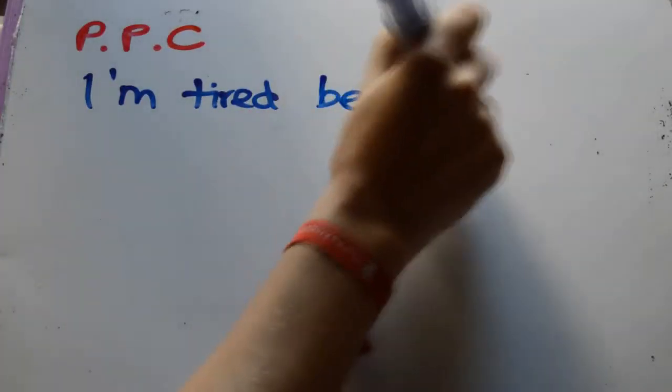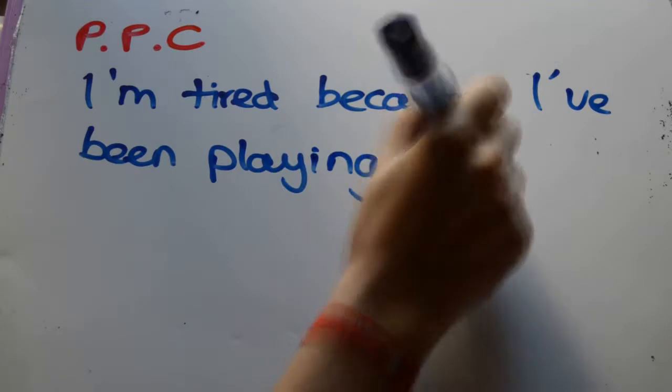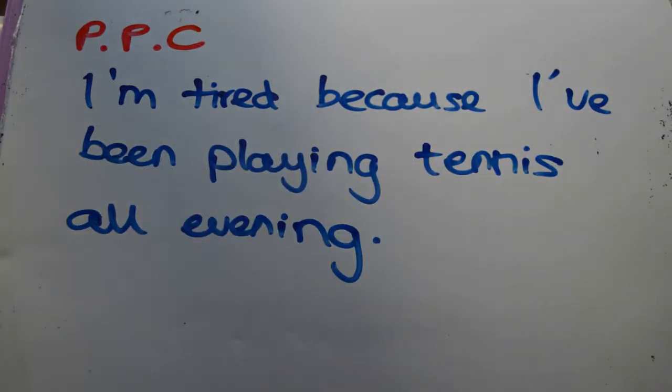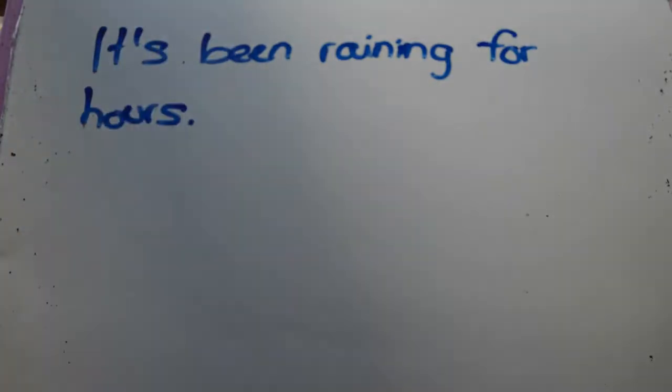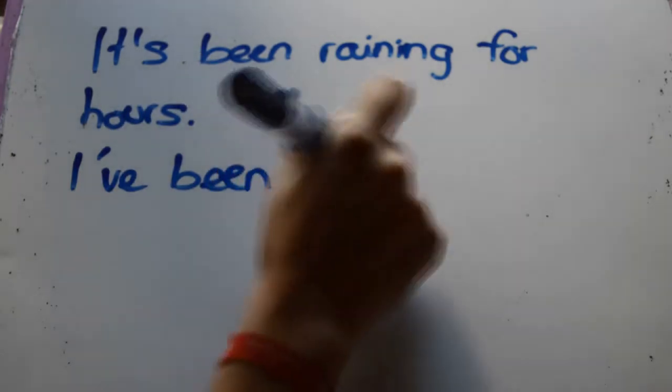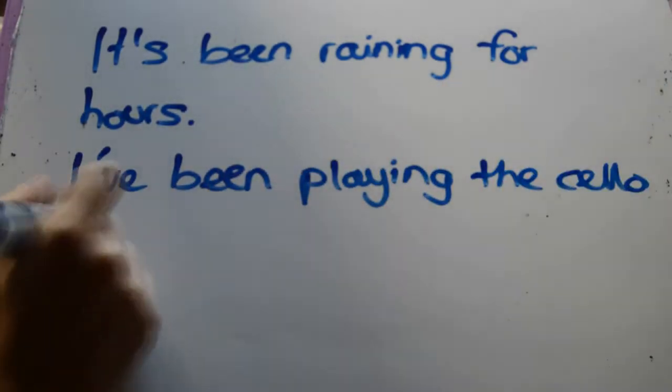We also use present perfect continuous for an action that started in the past and lasted for some time, and the result of the action is visible in the present. If we want to specify how long the action has been in progress, we can use for and since with present perfect continuous.